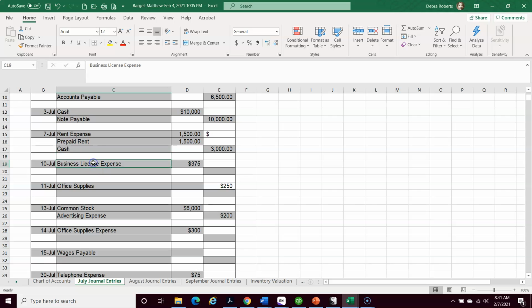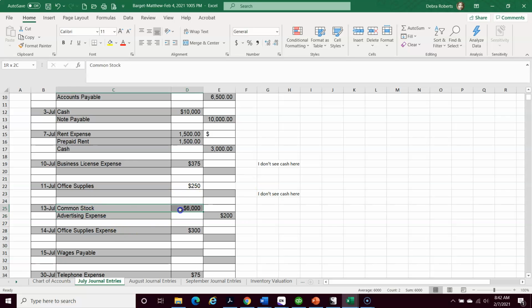Now, this entry here, again, is not complete, but you have some good information. You recorded a business license expense, but you paid cash with it, so I don't see cash. The same here. You purchased office supplies, which is absolutely correct, but you should be taking that and posting it here. It's a debit to our office supplies asset, but you paid with cash, so I don't see cash here.